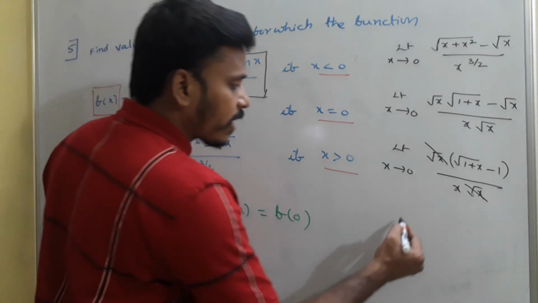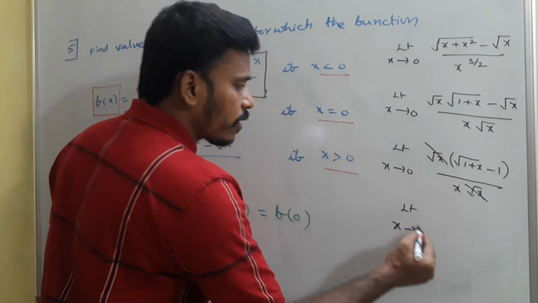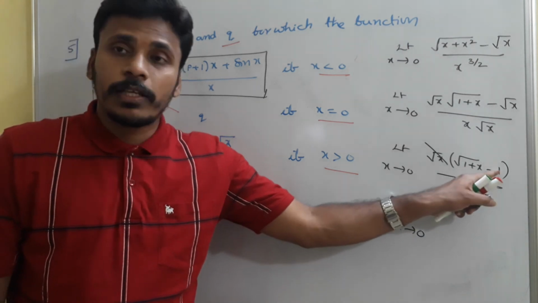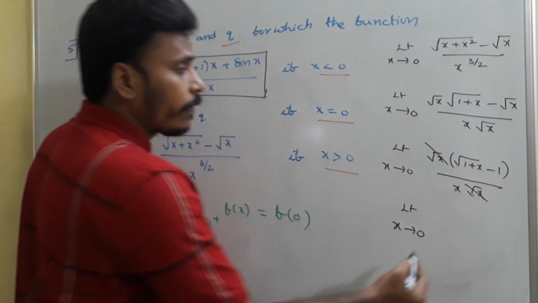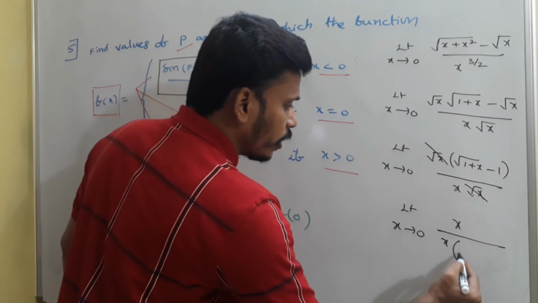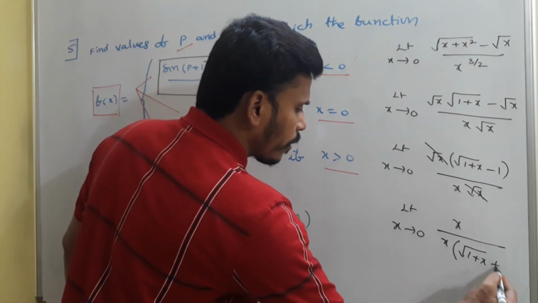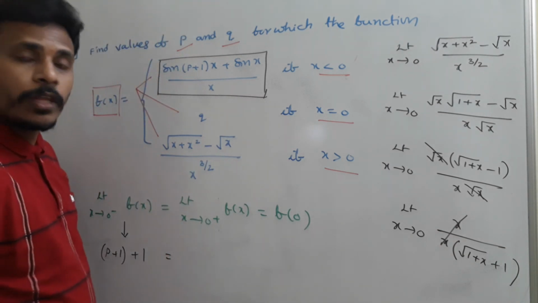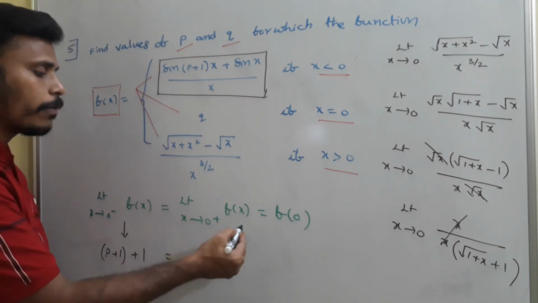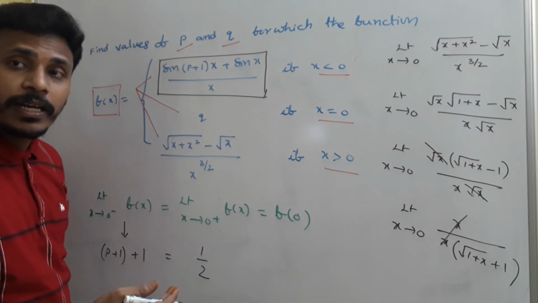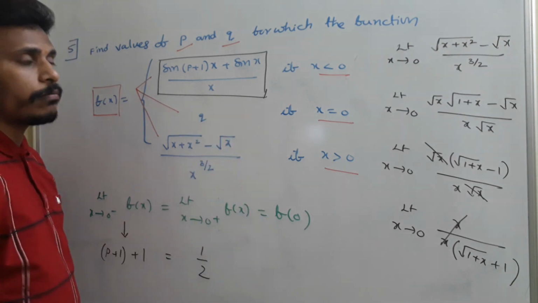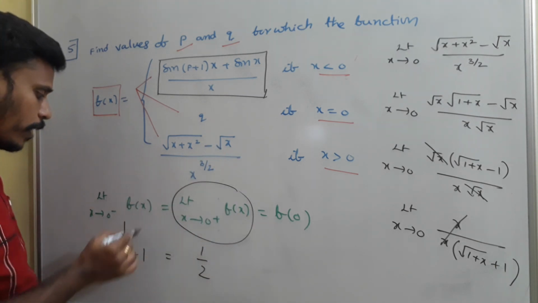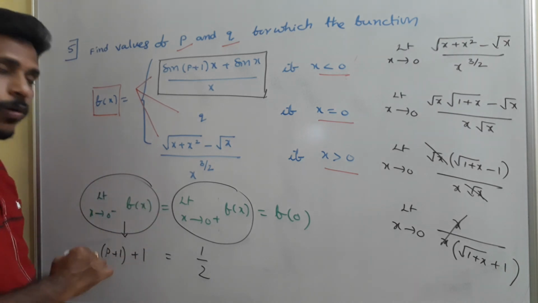You just go with the rationalization. When you rationalize it, you need to multiply root 1 plus x plus 1 in numerator and denominator, then you are left with x by x into root 1 plus x plus 1. x and x get cancelled. When you replace x with 0, you will get 1 by 2 as your right limit value. Since we are perfect at limits, I am just giving you the discussion aside. See, this right limit value is 1 by 2. This left limit value is p plus 1 plus 1.